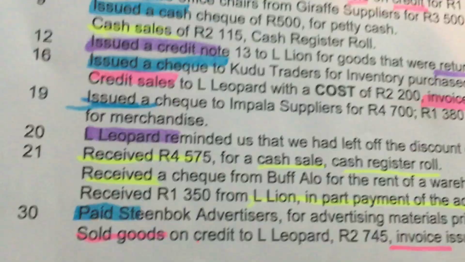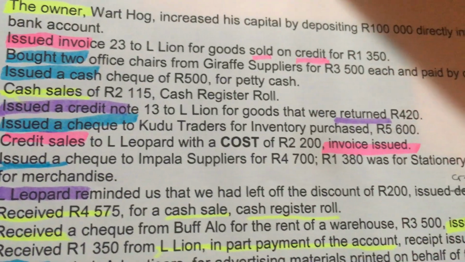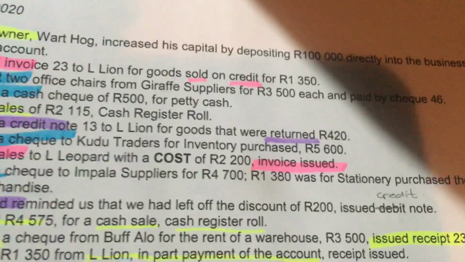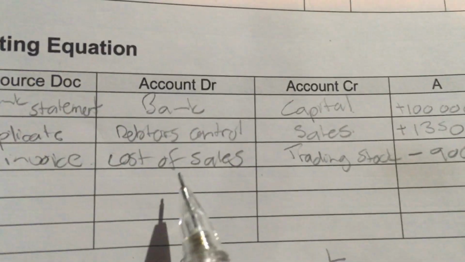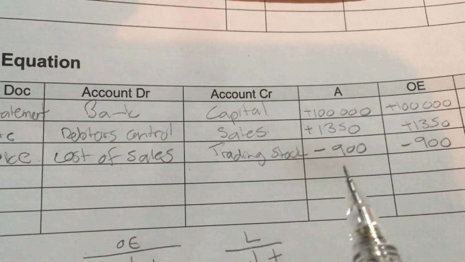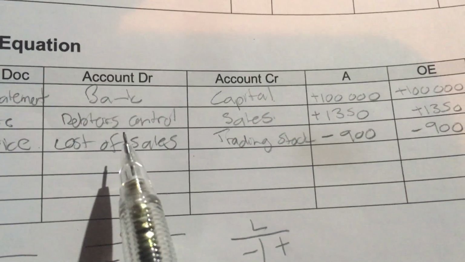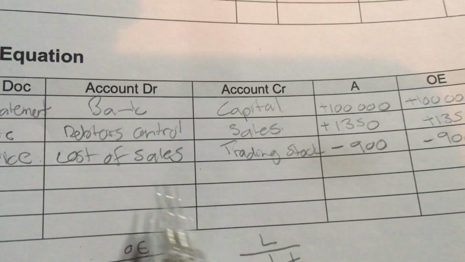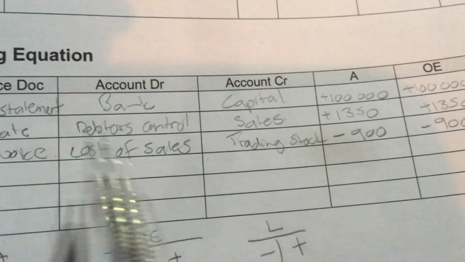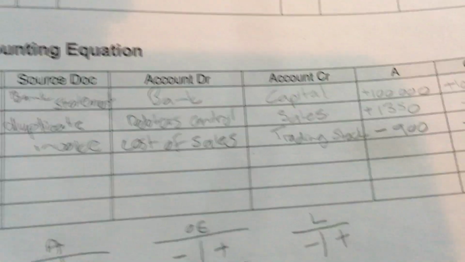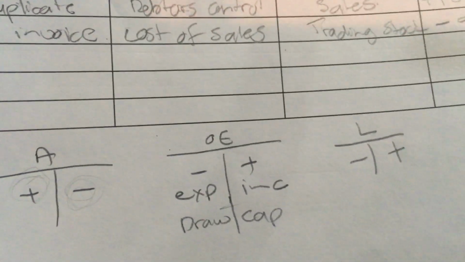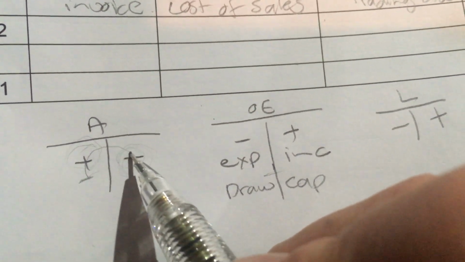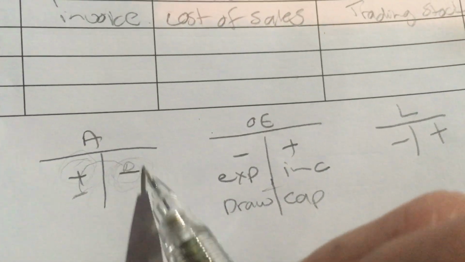Okay, number 12. Issued a credit note for goods that were returned. Goods were returned. Okay, so from this very sale, goods were returned. Trading stock came back. I need to cancel the cost of sale. I need to cancel the sale. The debtor owes me less. It involves this transaction directly. Okay, so let's think of it step by step. What happened? The debtor bought from me and owed me a certain amount of money. Now he's returned some of it.